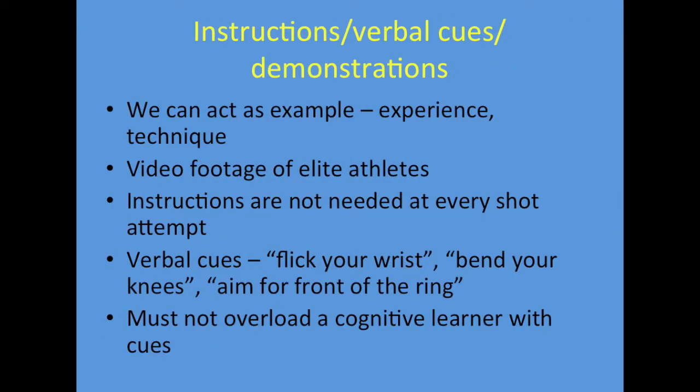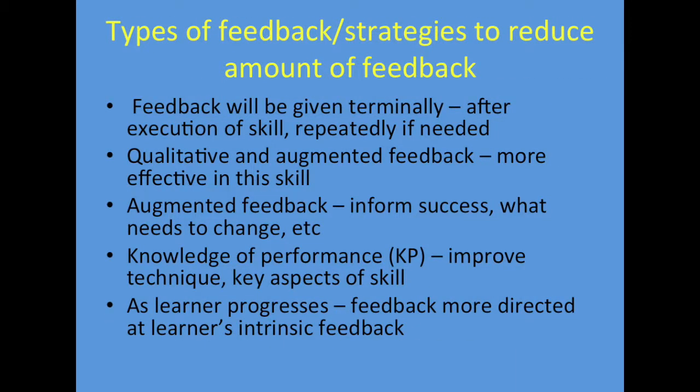Given our group's experience with this skill, we ourselves could act as examples when demonstrating for Alice if she needs us to. However, if we need a more detailed explanation, we could analyse elite athletes performing this skill. Instructions and verbal cues don't need to be given at every shot attempt, as this may overload and overwhelm a cognitive learner and in turn affect their performance. So feedback will be given terminally after the execution of the skill and repeatedly if needed throughout training.